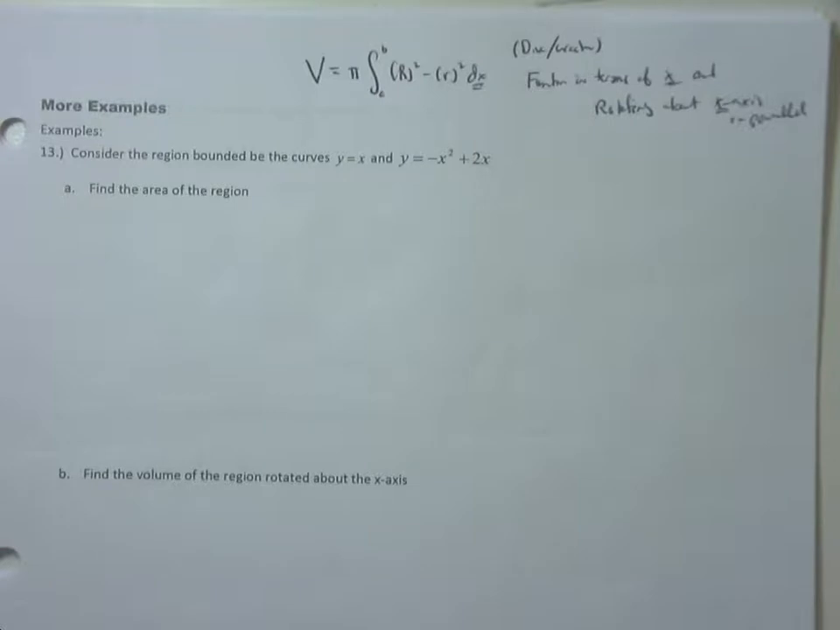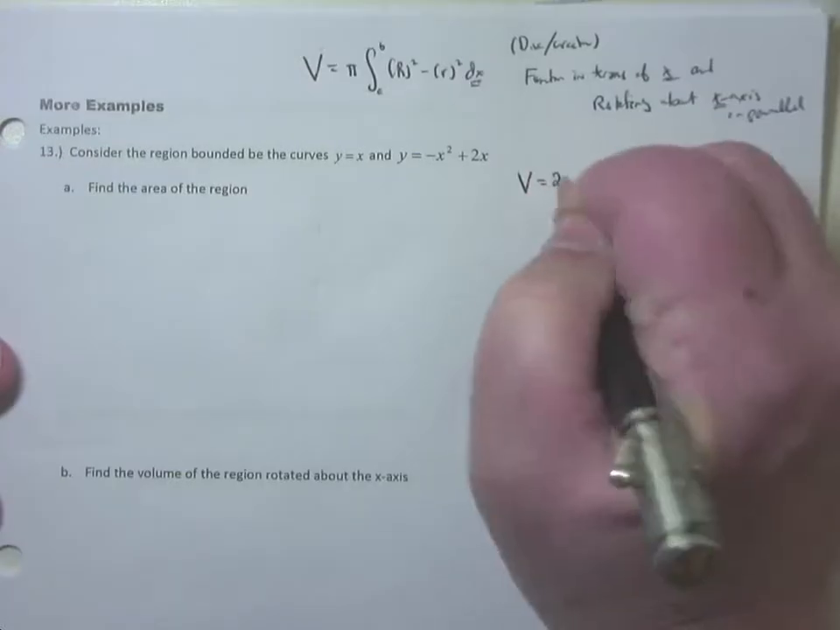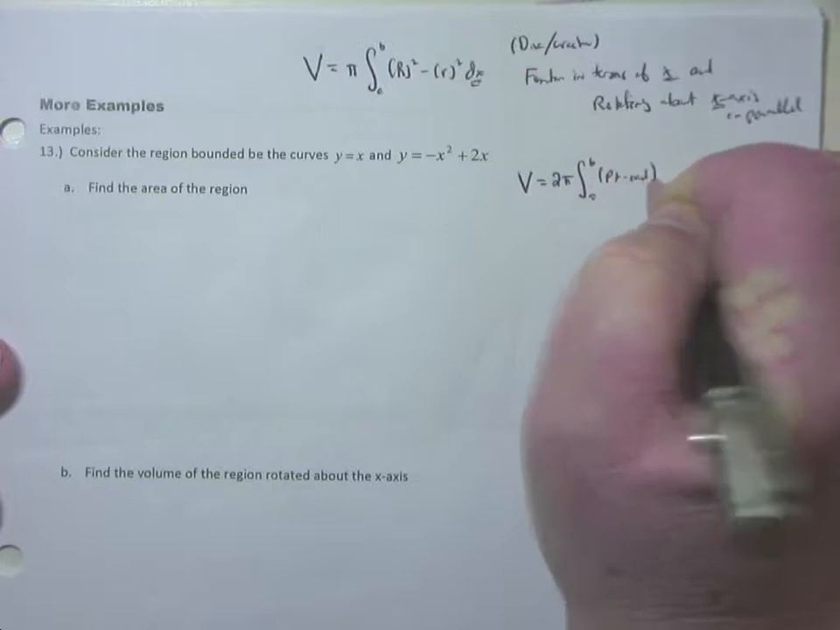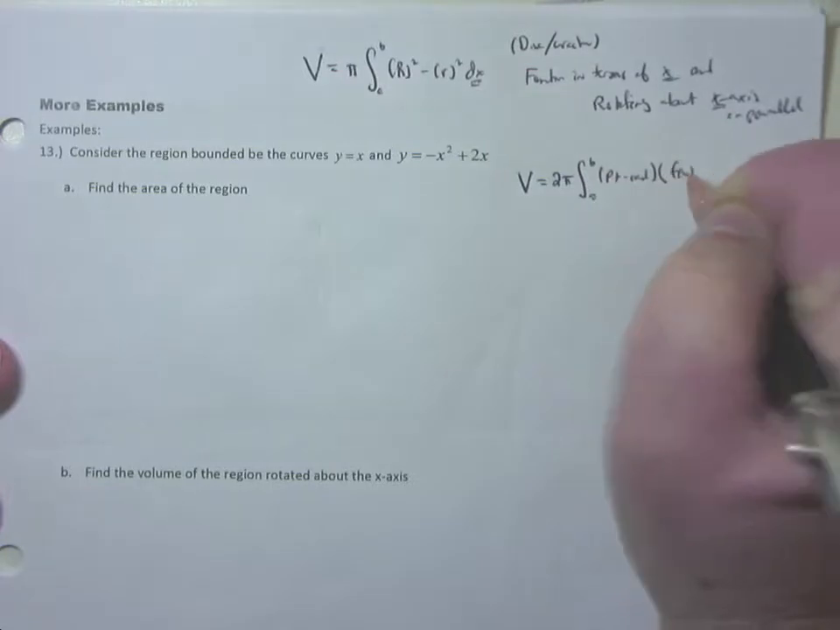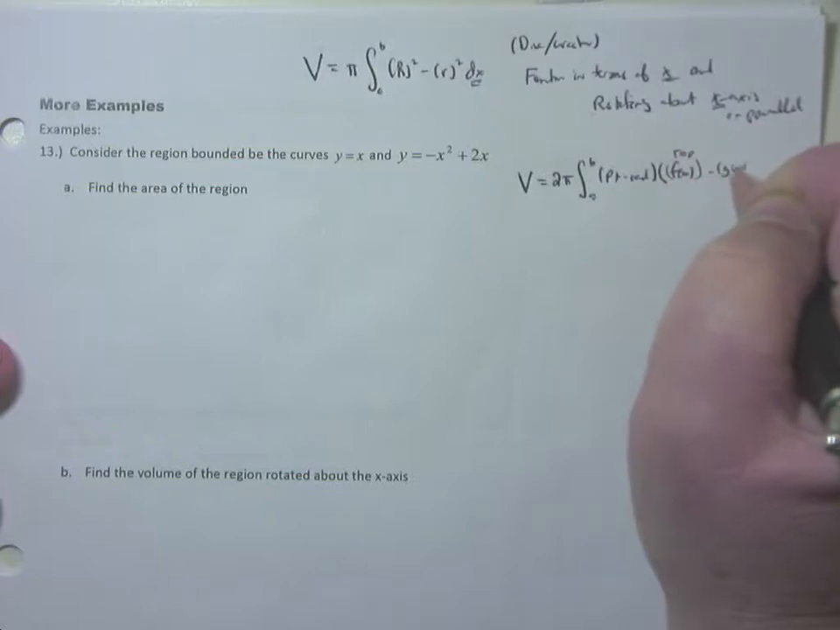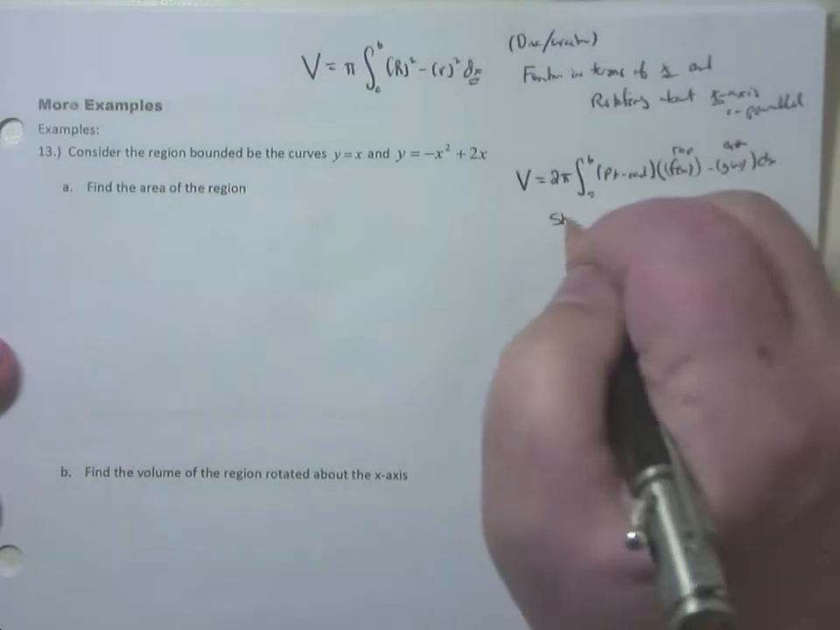The other form is this. Volume is equal to 2 pi times the integral from A to B of what I call the point radius times f of x top minus g of x bottom, the top and bottom parts of your region, dx. This is called the shell method.